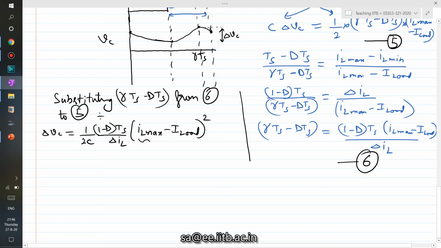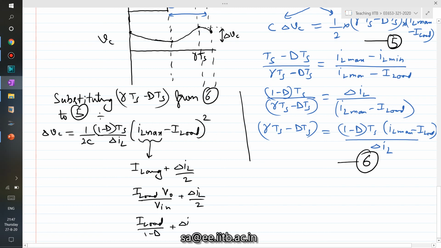What is IL max? IL max is inductor current average plus delta IL by 2, right? And what is inductor current average? Inductor current and load current are related, because inductor current is equal to input current average, and this can be written as I load into VO upon Vin plus delta IL by 2. This can be further written as I load, 1 upon 1 minus D plus delta IL by 2, right?